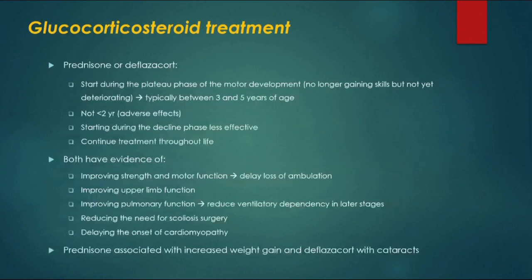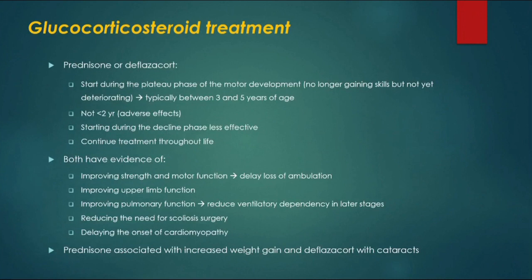Steroid treatment. The steroids which are used for Duchenne muscular dystrophy include prednisone or prednisolone, or deflazacort. These are the two, and they should be started in the plateau phase of motor development.